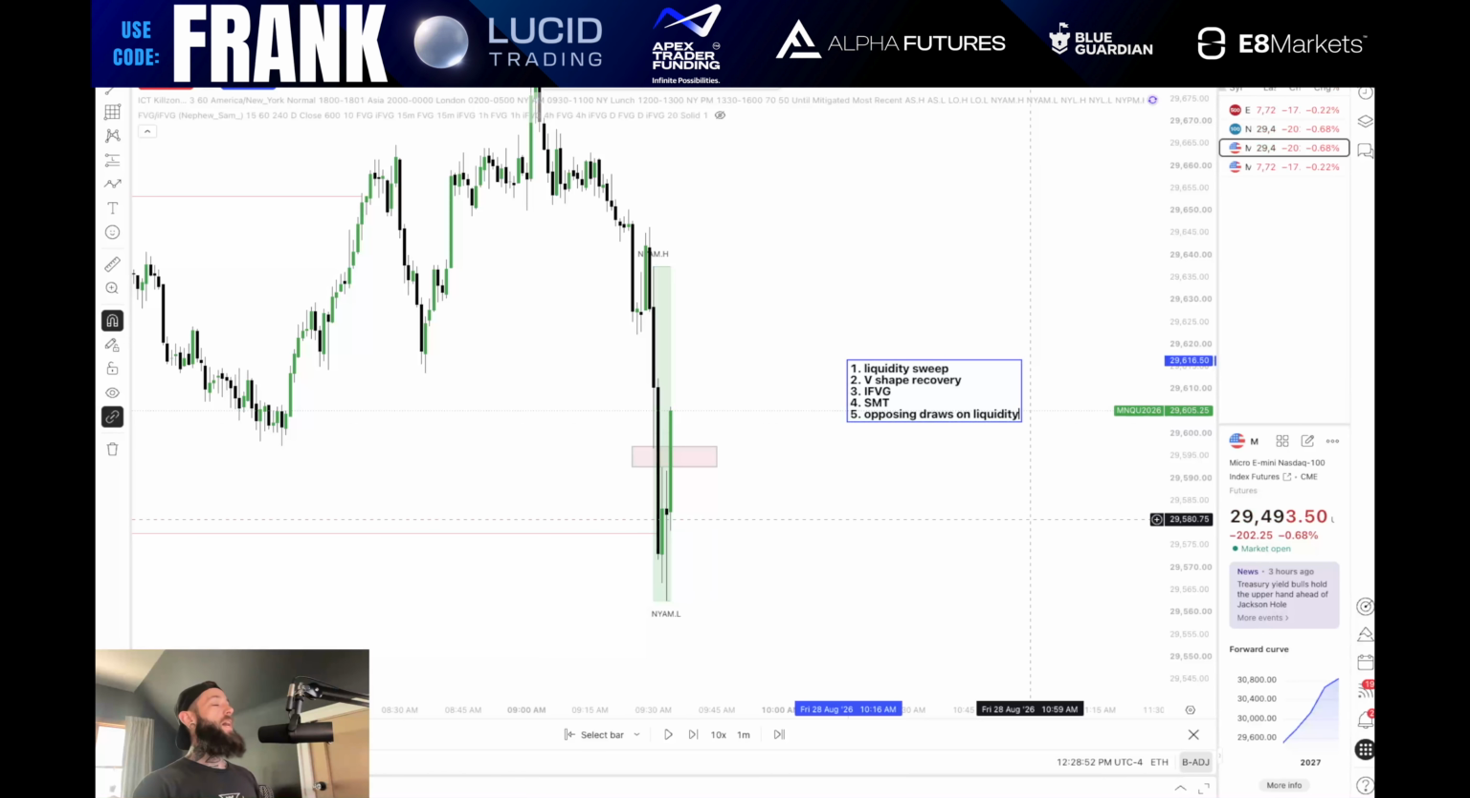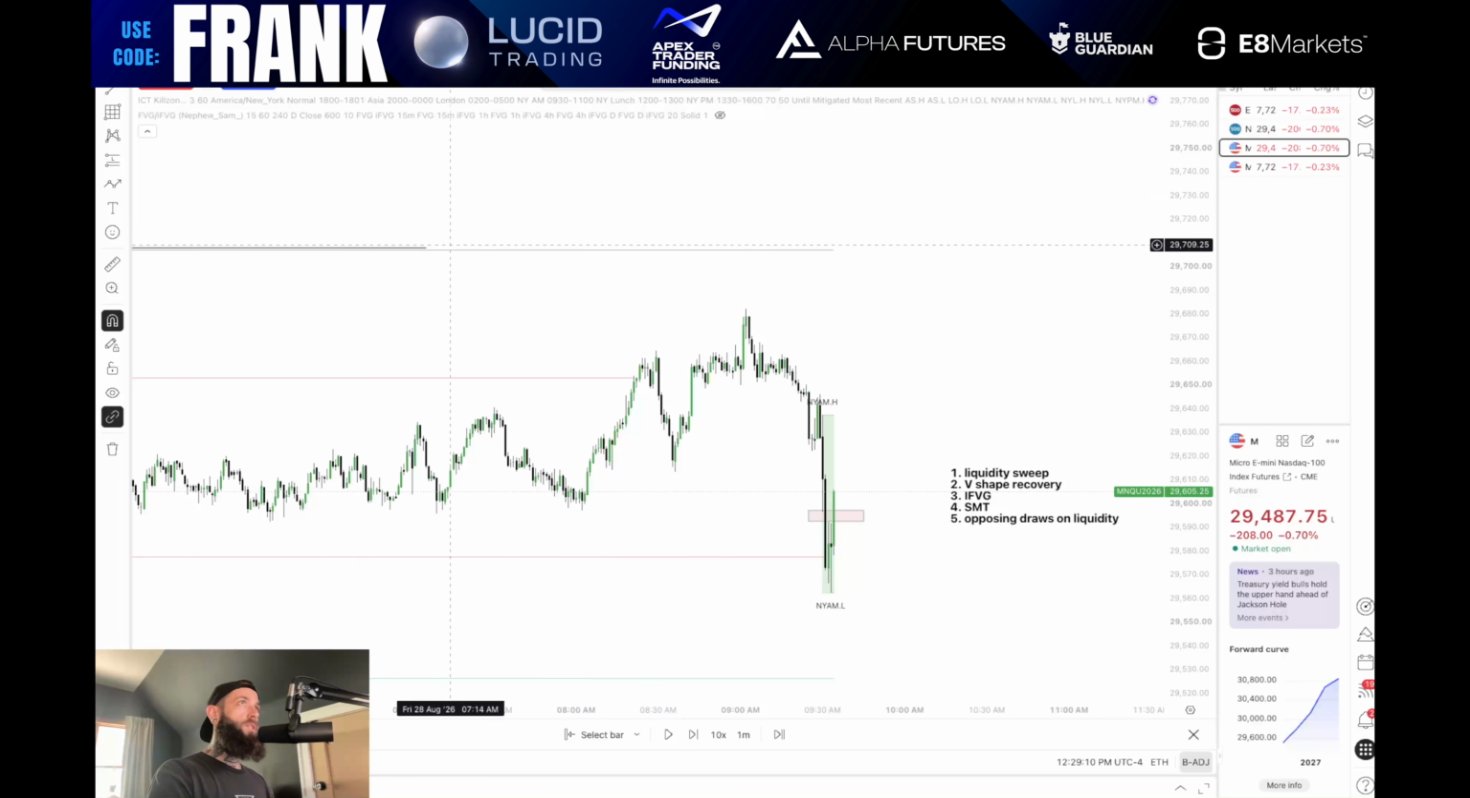Number 5, and possibly one of the most important, is opposing draws on liquidity. So as a reminder, we had those equal highs up here at that Asia high. We have newly generated low resistance liquidity right here. So all of these things put together form a really good narrative that we just manipulated to the downside to go take out all of this buy side liquidity.